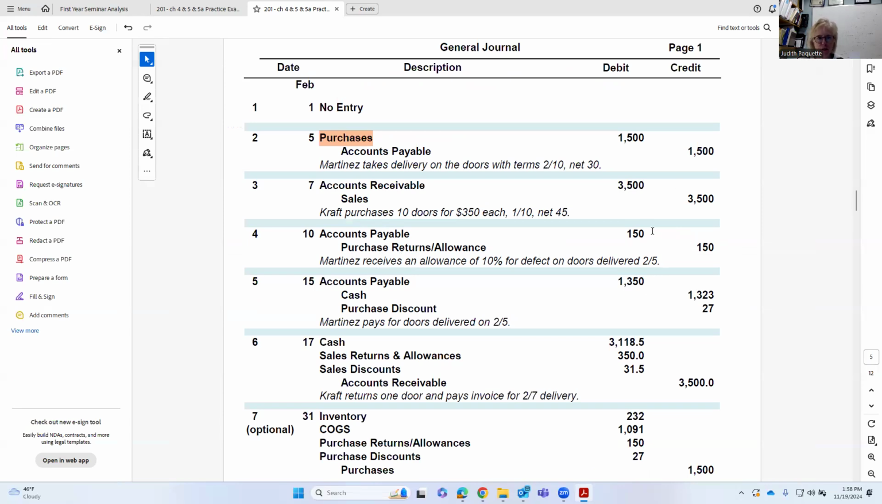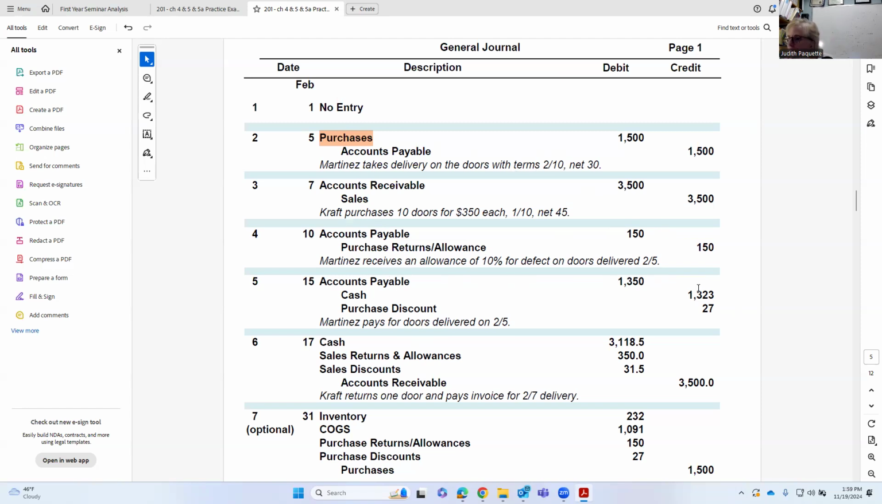All right. They originally owed $1,500, but they got a credit of $150. So Martinez owes $1,350, and now they're going to pay their bill. Accounts payable gets wiped out, but they get a purchase discount, and the purchase discount is 2%. So they're going to apply that 2% to the $1,350, not the $1,500. And then they're going to subtract it.